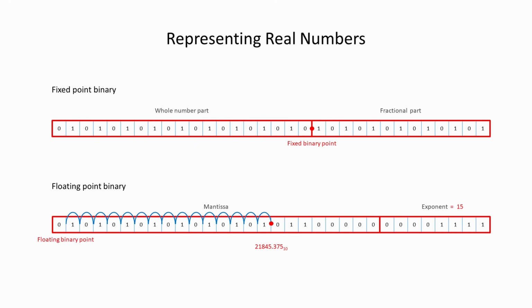It wasn't until 1985 that the Institute of Electrical and Electronics Engineers defined a standard format for floating point binary, a format that is used in most of today's computers. So, in this video, I'll describe the IEEE 754 standard for representing floating point binary numbers.